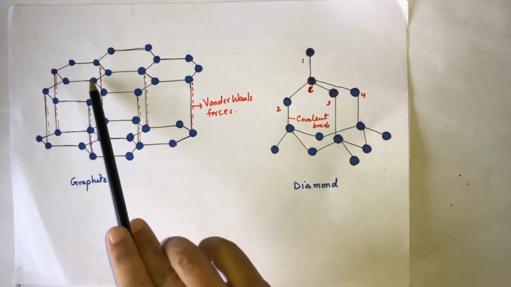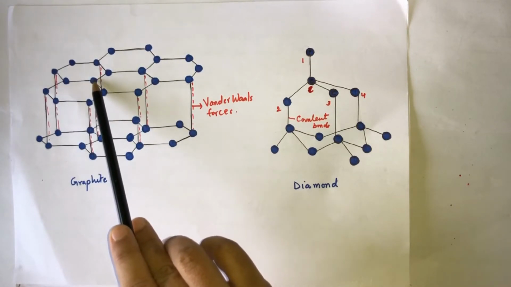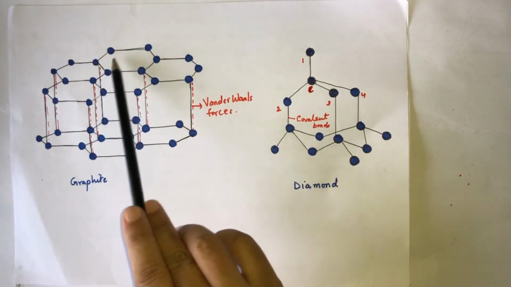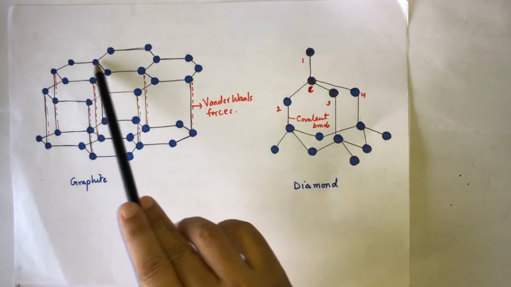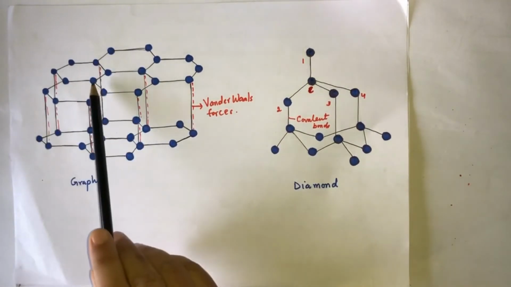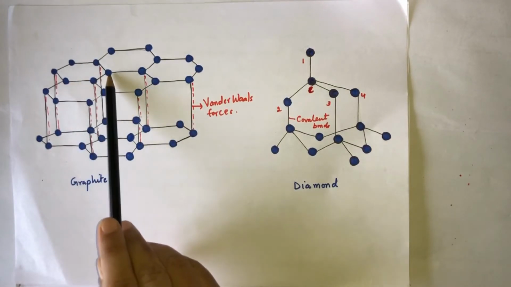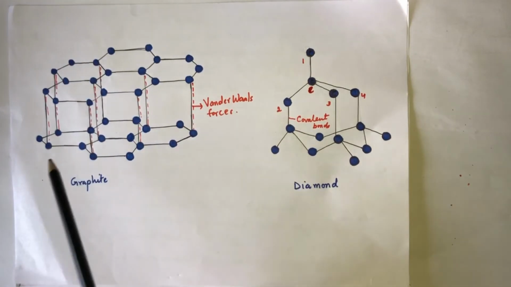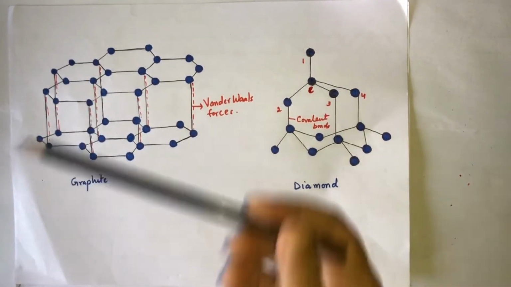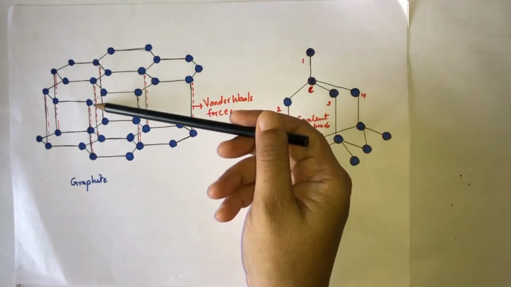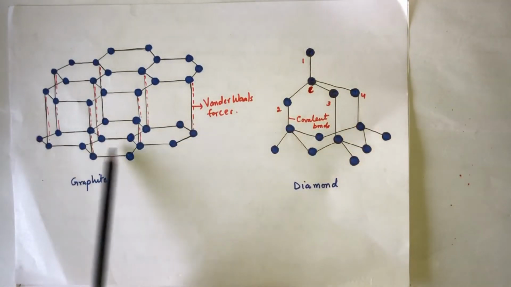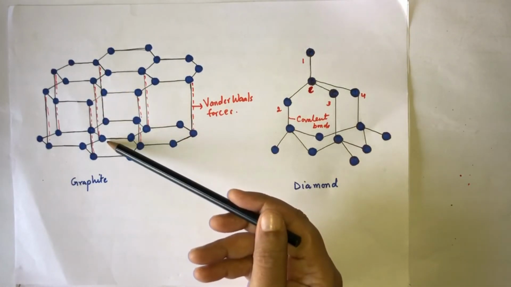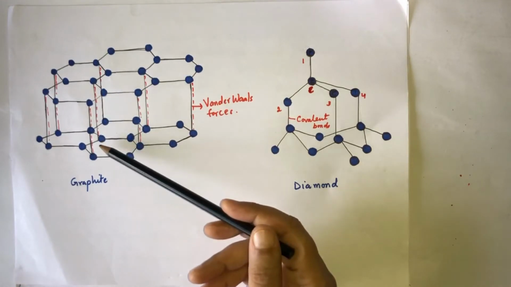See, if you look at this carbon, 1, 2, 3. If you look at this carbon again, 1, 2, 3. So each carbon is attached to 3 carbon atoms. This carbon 1, 2, 3. This carbon 1, 2, 3. But the 4th valency is remaining free. So that 4th valency is attached to another layer of hexagon. This is another layer of hexagon. So this 4th valency is attached to another carbon of the hexagon in the other layer.